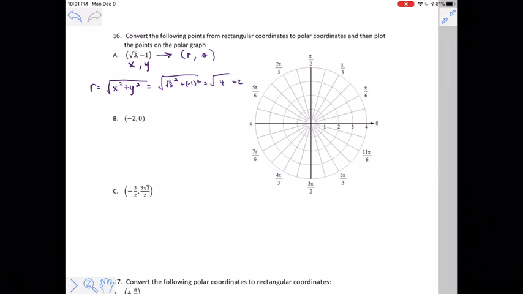So the square root of 3 squared is 3. 3 plus 1 is 4. Square root of 4 is 2. So r equals 2. Theta, much like finding the direction angle of a vector, it's the inverse tangent of y over x.